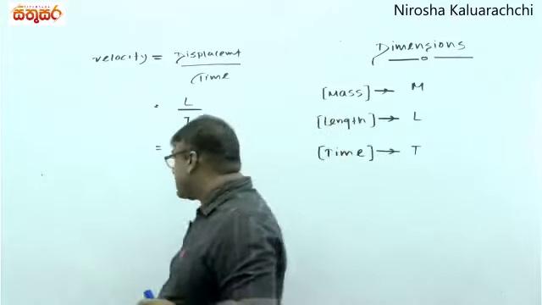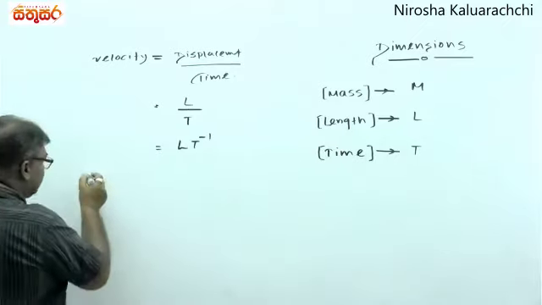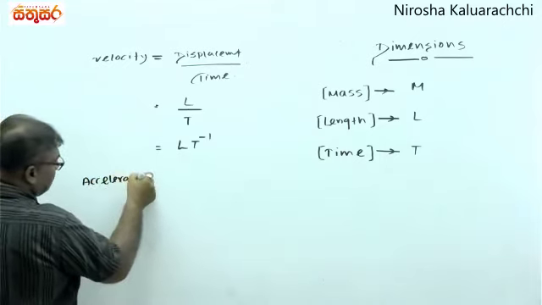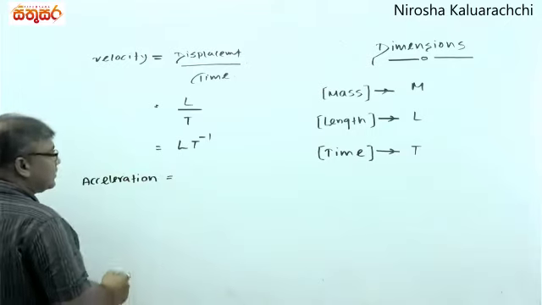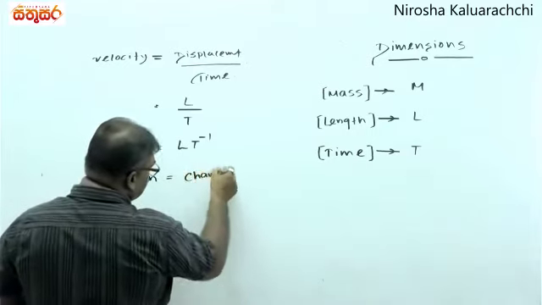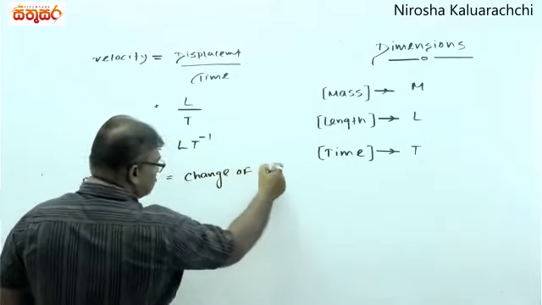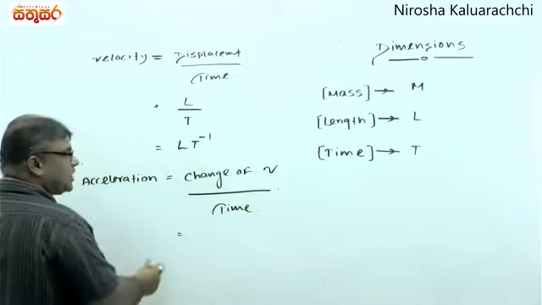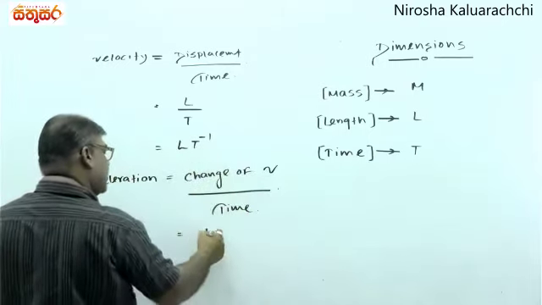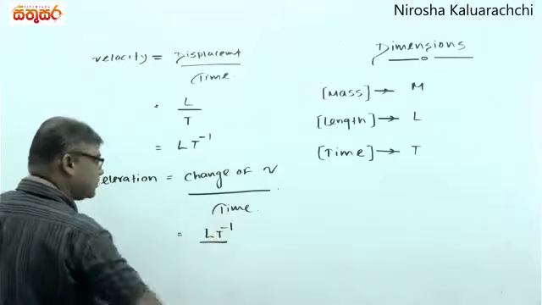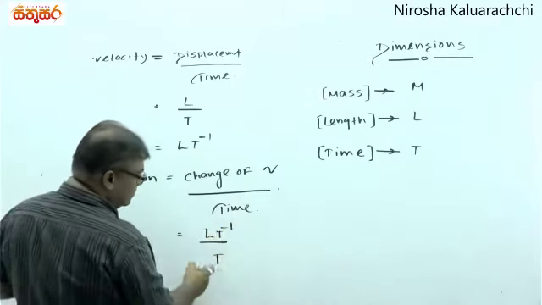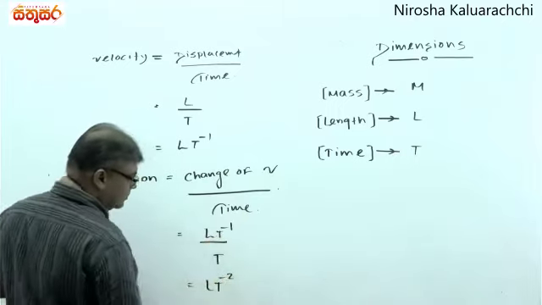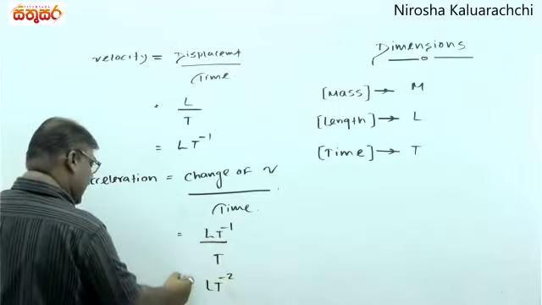See again, another one. You are given acceleration. Acceleration is written as change of velocity divided by a short while of time. Change of velocity is velocity, LT minus 1. Divided by time, T to the power plus 1 comes up, so it becomes LT minus 2. This is called the dimension of acceleration.